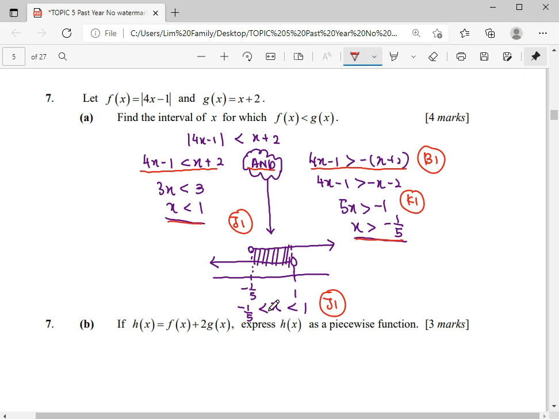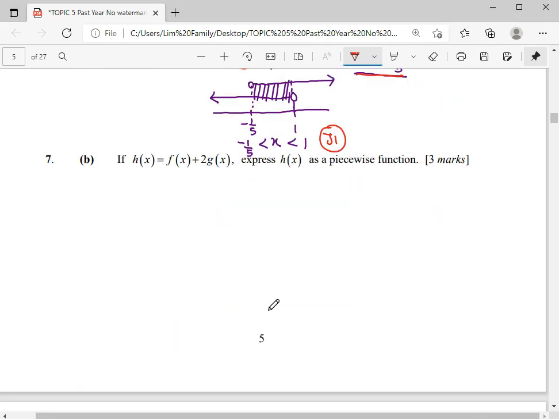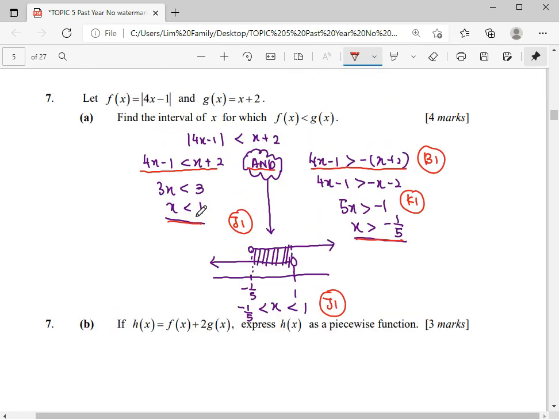So continue for part B. They say the function h(x) is equal to f(x) plus 2g(x). So express this h(x) in piecewise. Before we go to express h(x) in piecewise, we look at our function. Originally, this modulus function can be simplified in piecewise function. So we start from our modulus function.